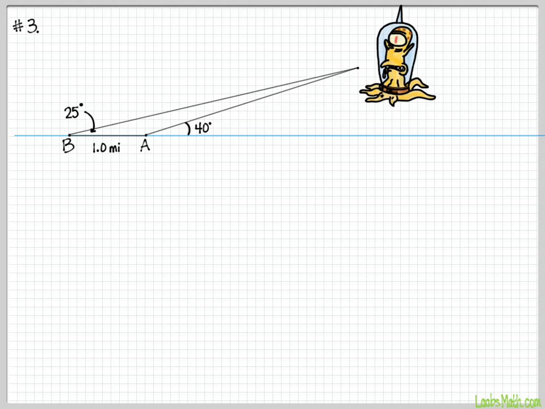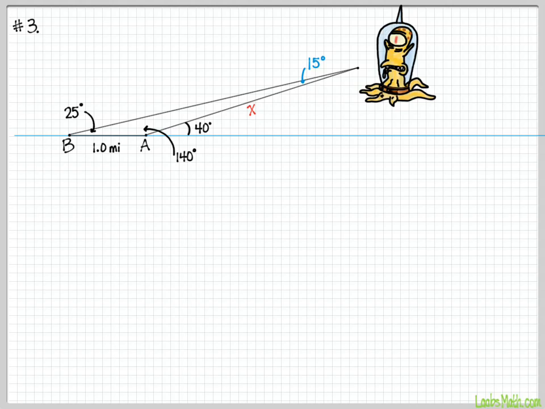Person A is looking up at an angle of 40 degrees. Person B is looking up at an angle of 25 degrees. We've got our adjacent angle to the 40, so we know that angle in there is 140. We can calculate that the angle the alien is staring between the two people is 15 degrees. We've got all three angles and one side. It lends itself to the law of sines, in which they're asking us to find the distance from person A to the alien.